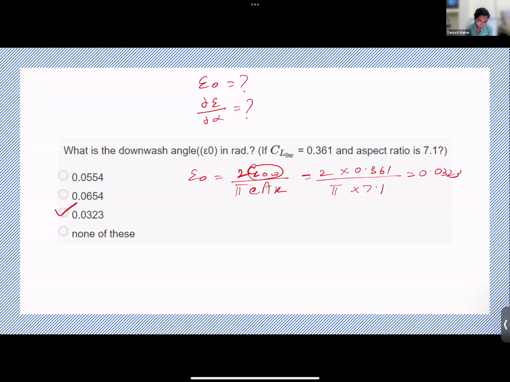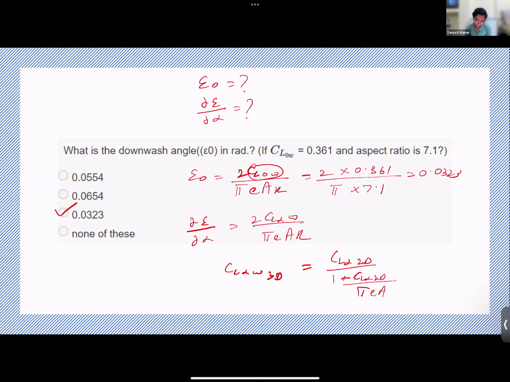Okay, so if you had to do dou epsilon by dou alpha, you needed the CL alpha value: 2 CL alpha wing by pi e AR. And everything has to be in per radians. And the CL alpha wing is 3D. How do you relate it to the 2D? You have CL alpha 2D by 1 plus CL alpha 2D by pi e AR. All right. Now let's go to the next question.